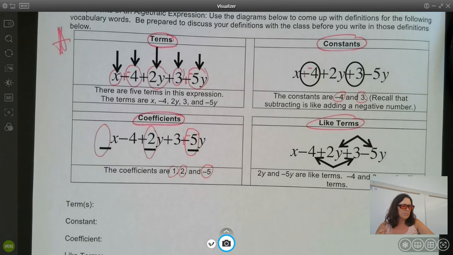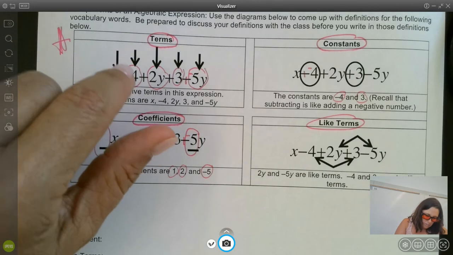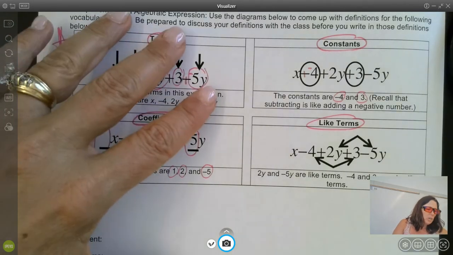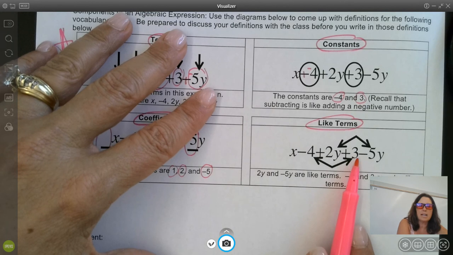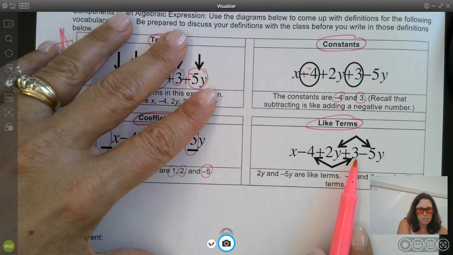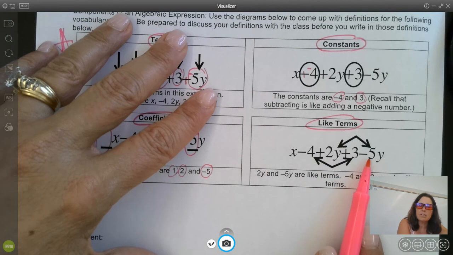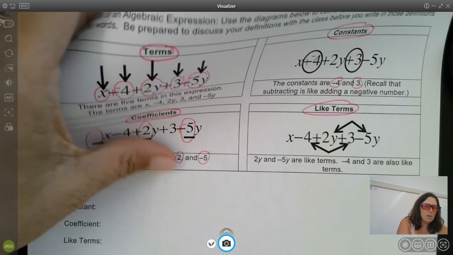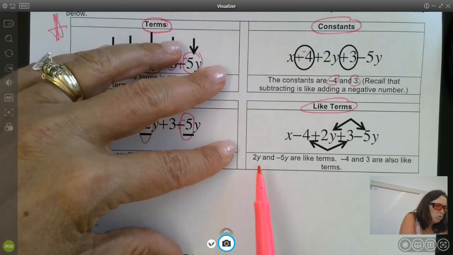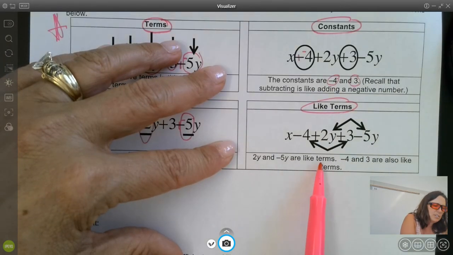Okay. Now for like terms, you are looking for terms with the exact same variables. Okay, so -4 and 3 have the exact same variables. There are no variables. Those are the same variables. Okay, 2y and -5y have the exact same variables. They have y's. Okay, so 2y and -5y are like terms, and -4 and 3 are also like terms.